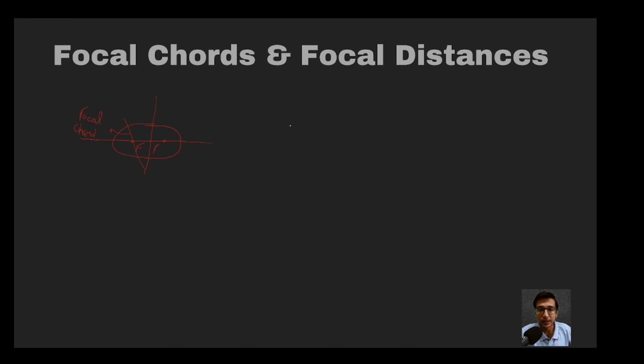And what is a focal distance? If in an ellipse a point P is considered anywhere on the ellipse, its distance from the focus is known as focal distance. So PF1 is our focal distance. And if we take it from the other focus, PF2, that will also be our focal distance.